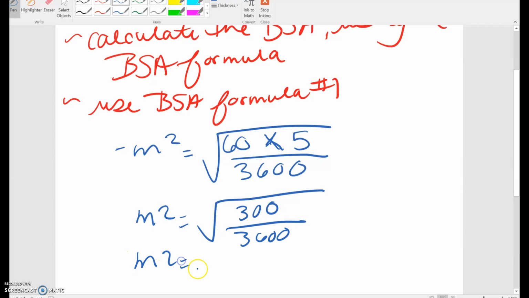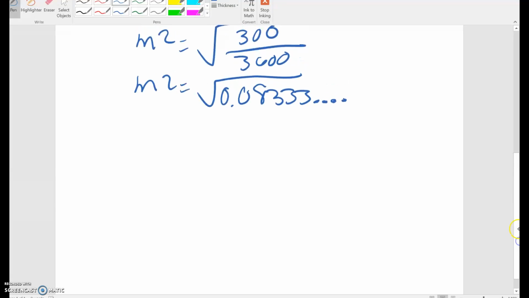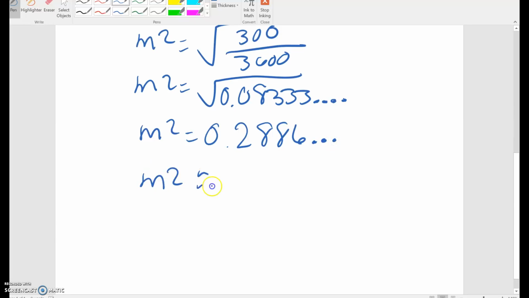You're going to divide that out. So if I divide 300 by 3,600 in your calculator, I think you get 0.08333 repeating. It's a very long number. Your number is always going to be long. You're going to take the square root of that entire number and you get 0.2886 with some numbers behind it. You're going to round that to the 100th place. Your answer for this patient should be 0.29 meters squared. That is the body surface area for this patient.